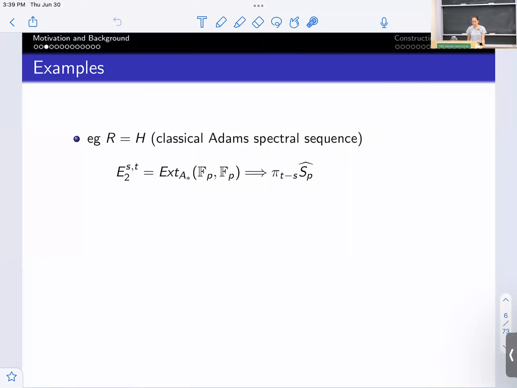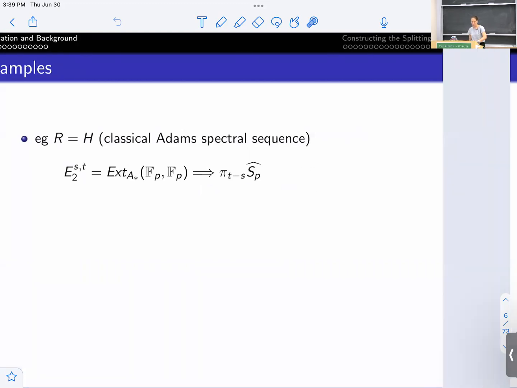So for example, if R is the mod P Eilenberg-MacLane spectrum, that will give you the classical Adams spectral sequence. I think this is one that more people are likely to have seen. So the E2 page here is Ext over the mod P homology of the mod P Eilenberg-MacLane spectrum. That's the dual Steenrod algebra. Then the homotopy groups of the mod P Eilenberg-MacLane spectrum should be F_p. And so that should converge to the homotopy groups of the P-completed sphere.